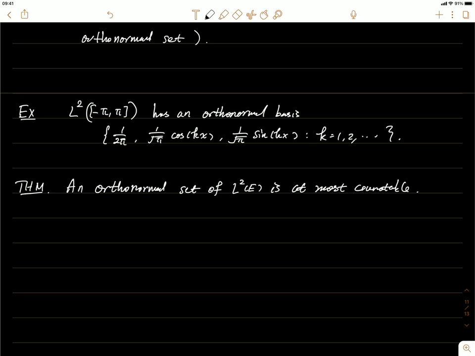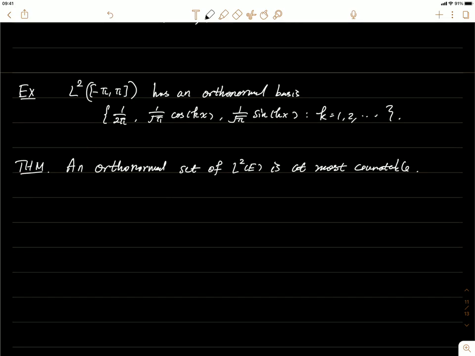The proof of this requires the result we've learned from the last lecture, which says that the L2 space is separable, and actually all the Lp spaces for p greater than or equal to 1 are separable. And then we're going to use that fact here to prove this result. Okay, so the proof is like this. It's actually very inspiring. Suppose we have an orthonormal set.